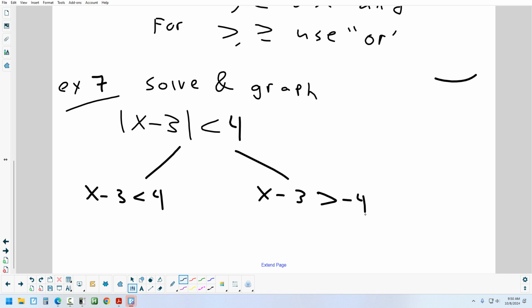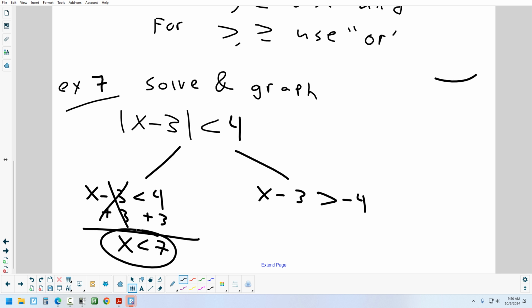Now, each one of these just has 1 step to get X alone. What's our only step? Yeah, add 3. What does that give me then for that first inequality? Yeah. X is less than 7. And the second inequality, you do the same steps again. Just like I showed you before, it's the same steps on each problem. What do we get when we solve that one? X is greater than negative 1.